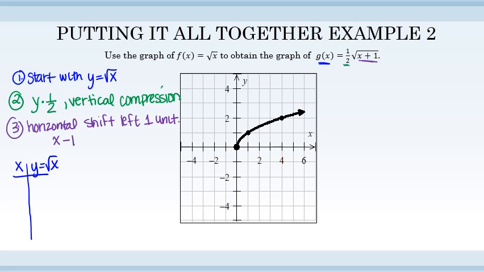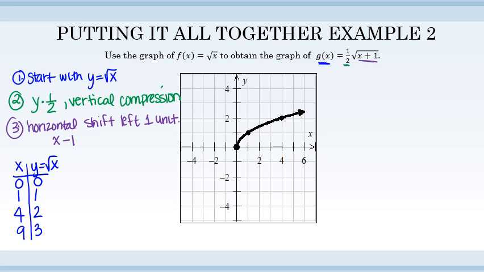So starting with the square root of x. When x is 0, the square root of 0 is 0. When x is 1, the square root of 1 is 1. I'm going to strategically pick some x values so that I get some pretty numbers. When x is 4, the square root of 4 is 2. When x is 9, the square root of 9 is 3.